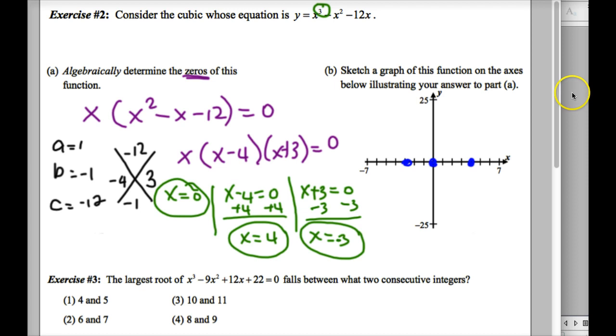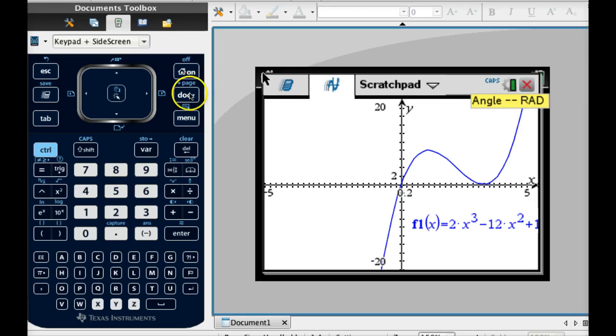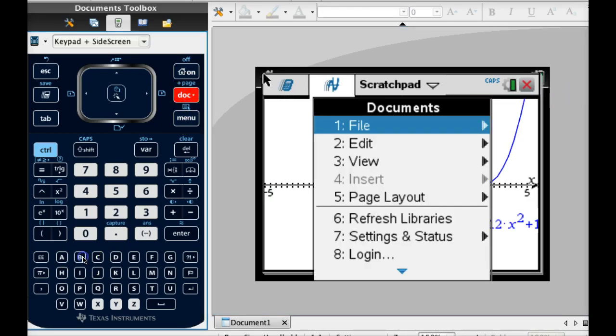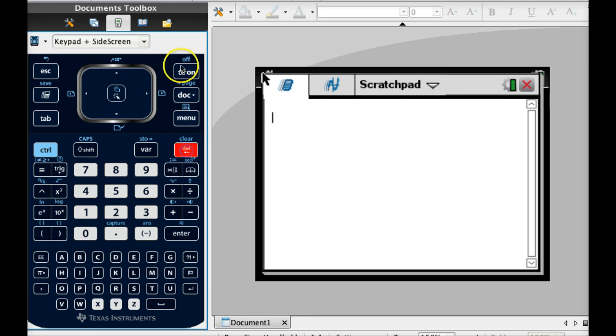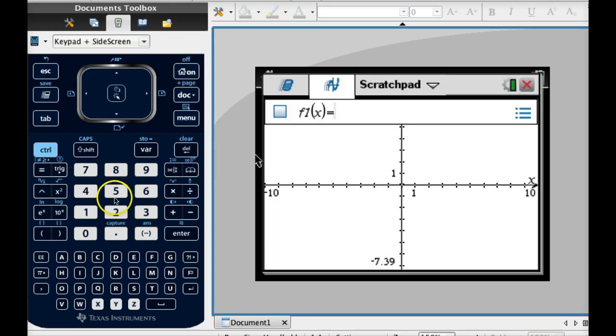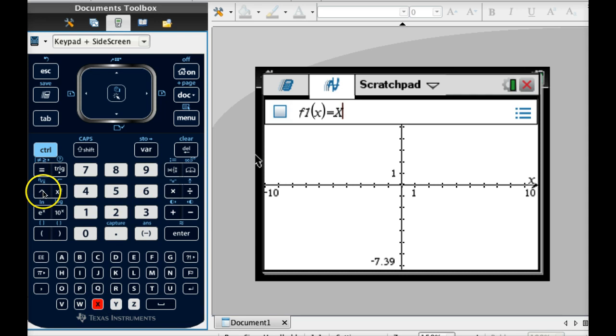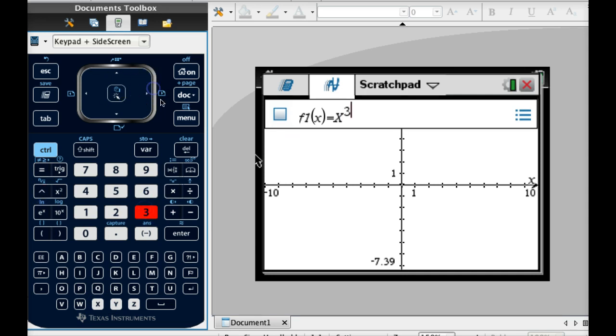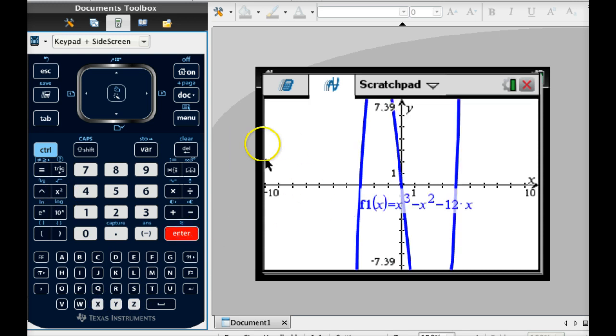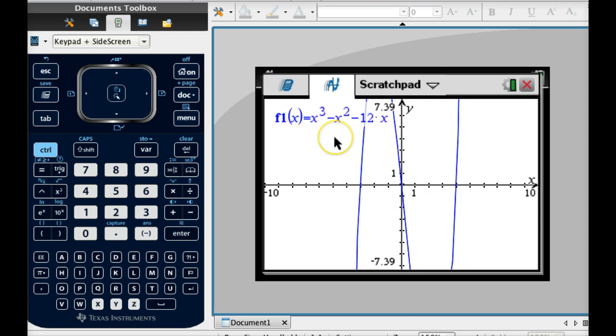So now let's go to the calculator. Clear my dot. Here is document B. Everything is gone. I want to go to graph, and I want to enter my function x to the third, take away x squared minus 12x, enter.